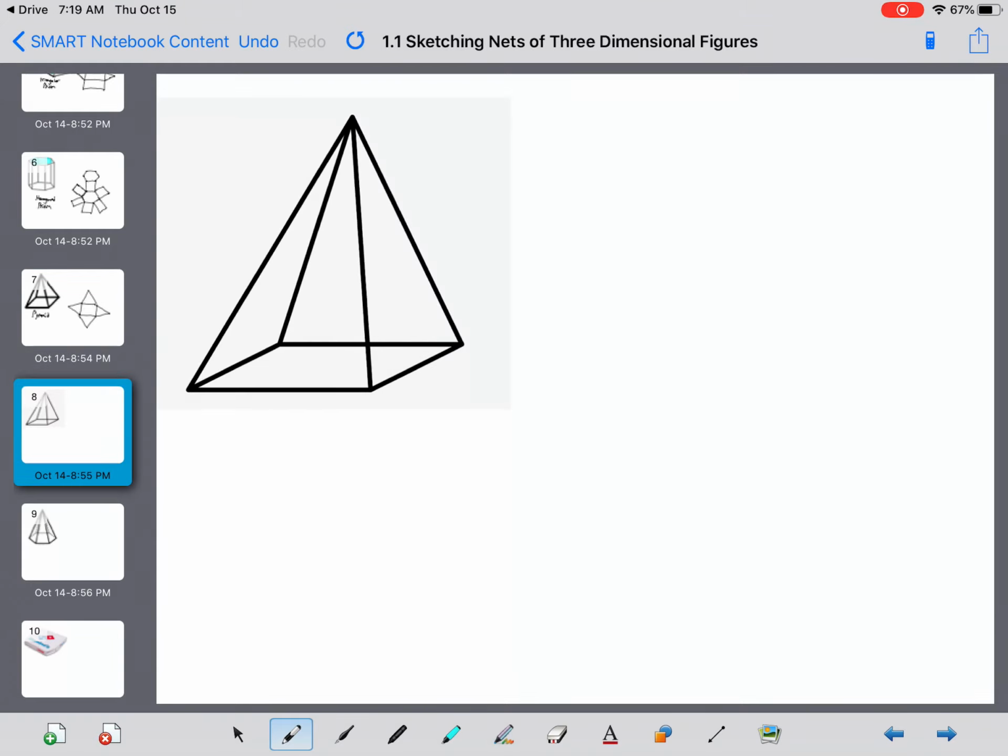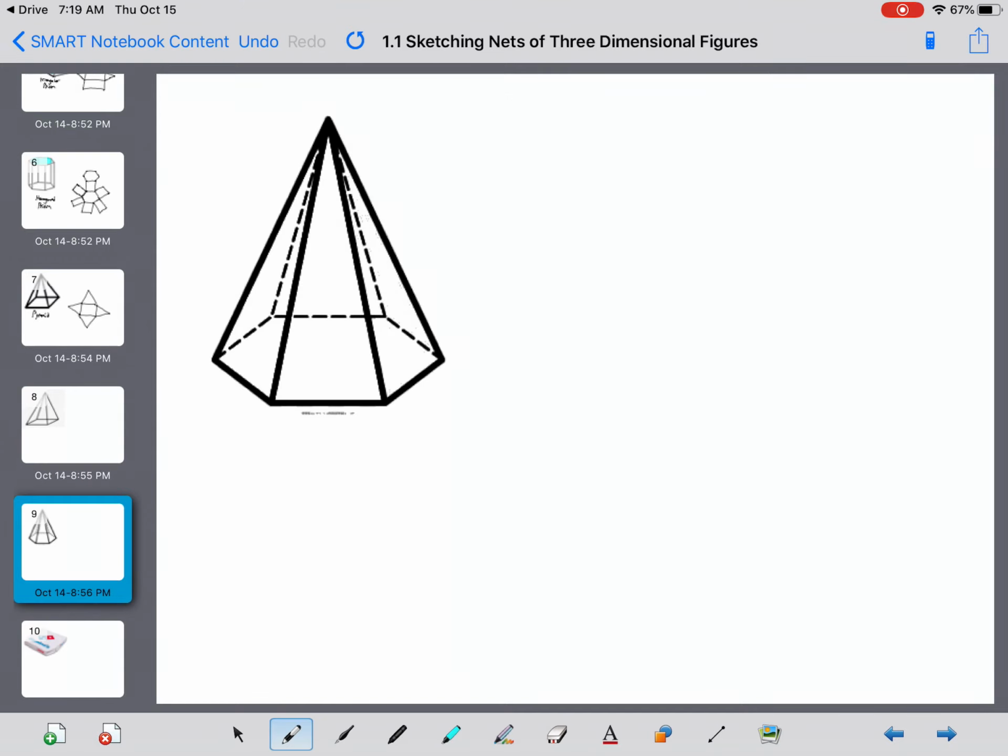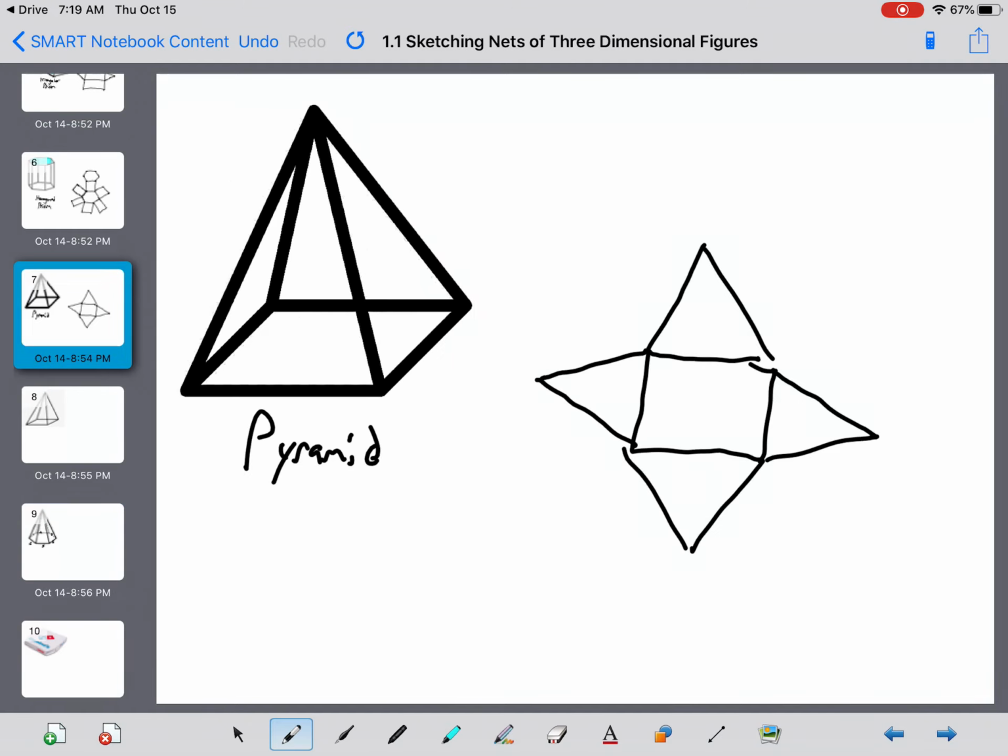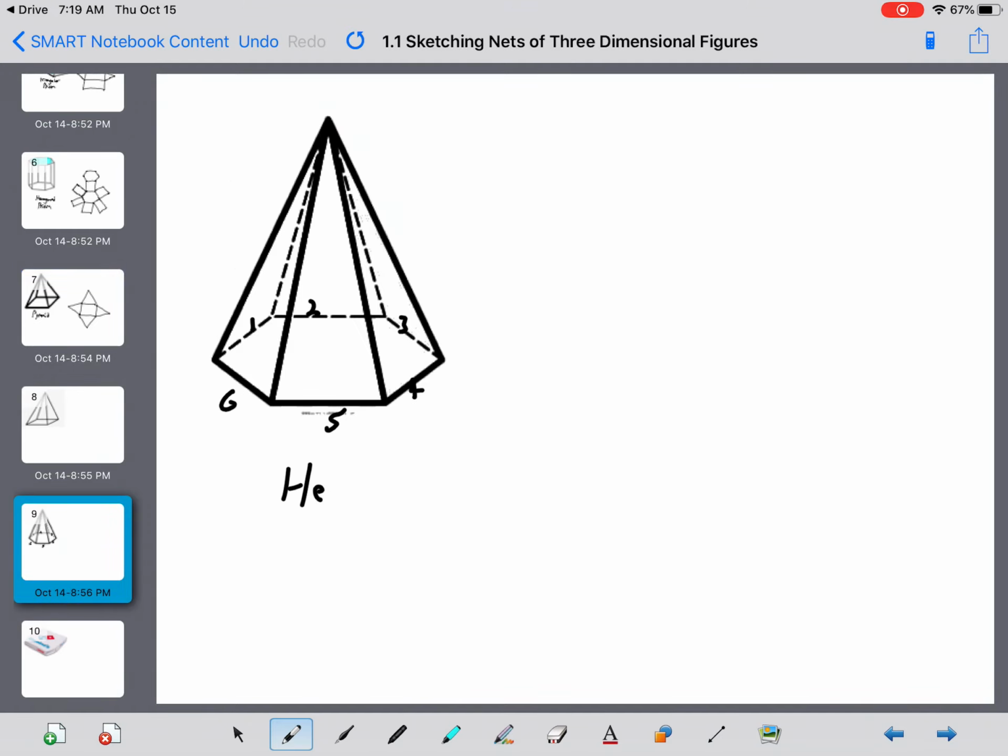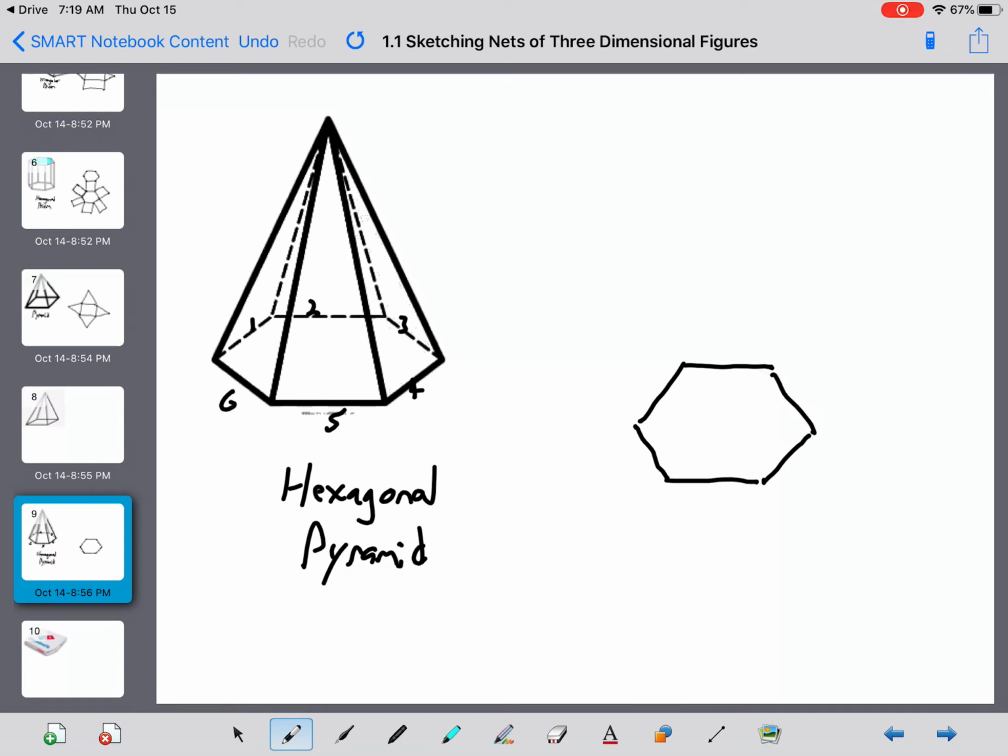Okay. Number 8 is the same as number 7, so skip over that. Number 9. If you look on the bottom again, 1, 2, 3, 4, 5, 6-sided figure. So again, this is a hexagon, but it's a hexagonal. Now this isn't a prism this time because all the sides are triangles, they come to a point, so it's a hexagonal pyramid. So start out with your base of a hexagon. And now all of the sides are actually just going to have triangles.